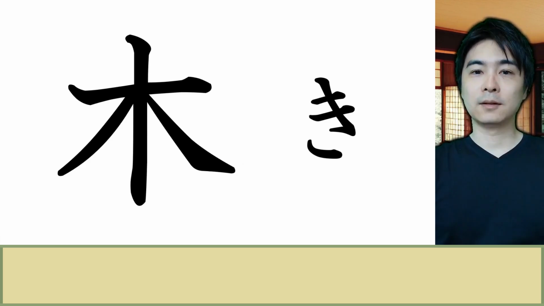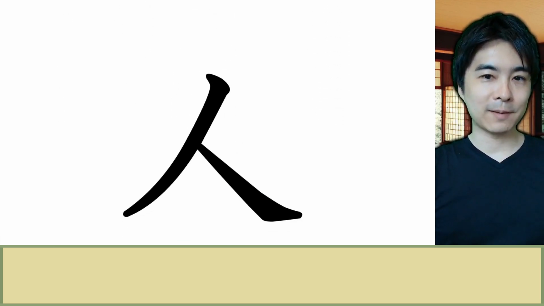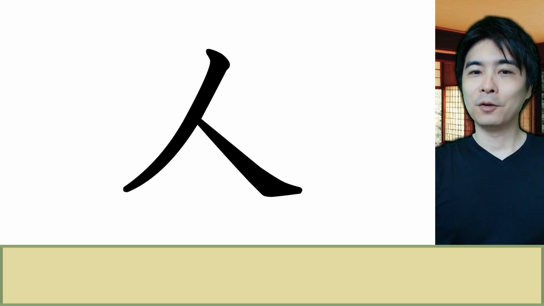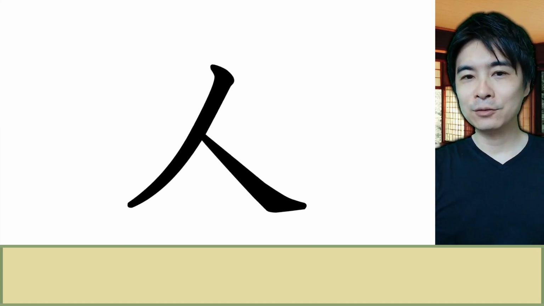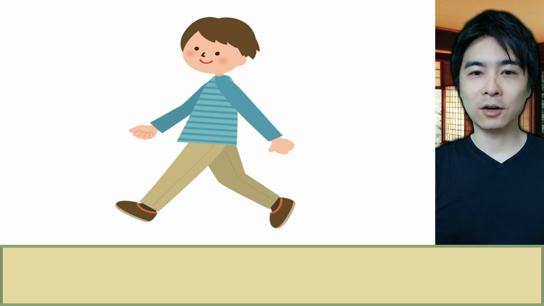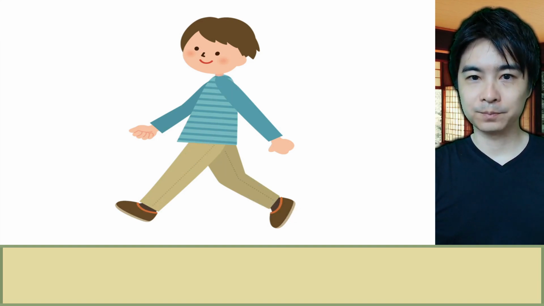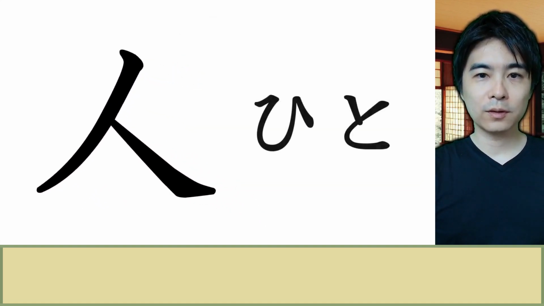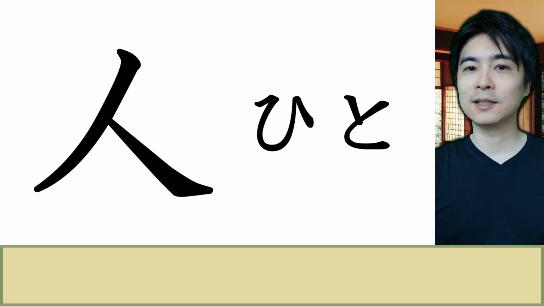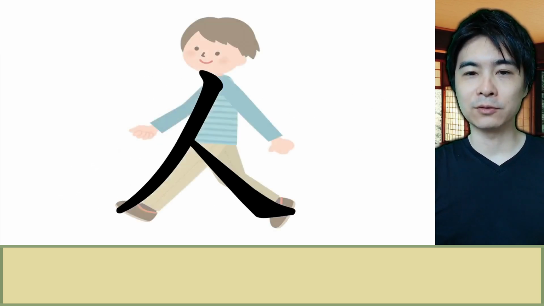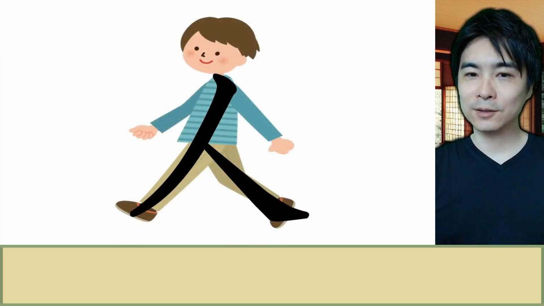Ki. The next kanji is this one. What do you think is the meaning of this kanji? When you see this kanji, I want you to imagine a walking person like this. The meaning of this kanji is person. In Japanese, person is hito. So how to read this kanji is hito. When you encounter this kanji, please imagine a person like this. Hito.